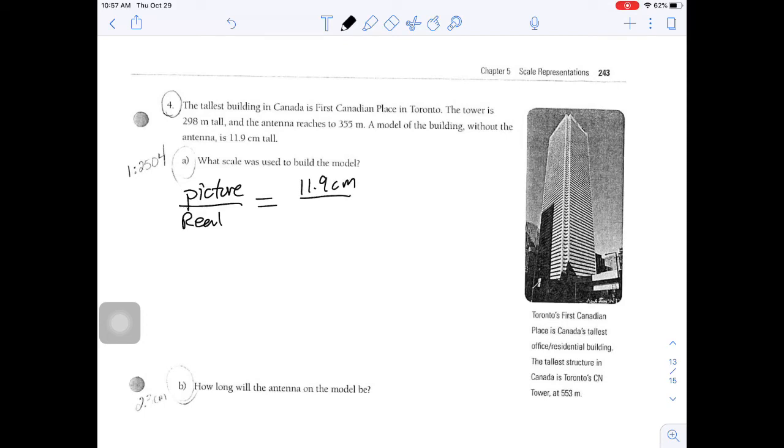Now what's the problem here? The problem is this is in meters, this is in centimeters. So let's convert 298 meters to centimeters. So what do I do? Well, this is in meters here, I multiply by 100, okay? So 100 centimeters, so that's going to give me 298,000 centimeters.